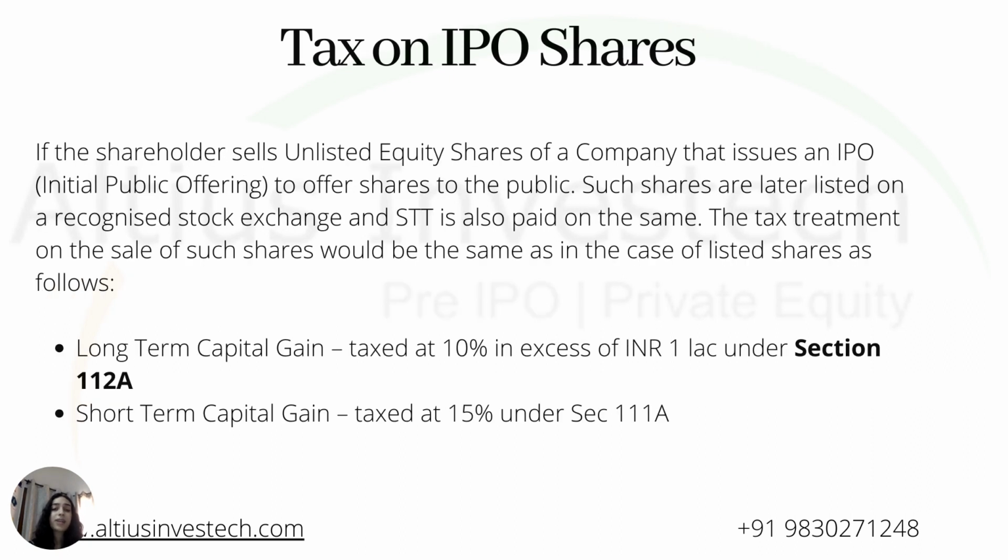Let's talk about tax on IPO shares. If the shareholder sells unlisted equity shares of a company that issues an IPO to offer shares to the public. Now, what is an IPO? It's known as Initial Public Offering. Such shares are later listed on a recognized stock exchange, and STT is also paid for the same. The tax treatment on sales of such shares would be the same as the case on listed shares as follows. Long-term capital gain taxed at 10%, which is basically when it's in excess of 1 lakh rupees. Short-term capital gain is taxed at 15%.